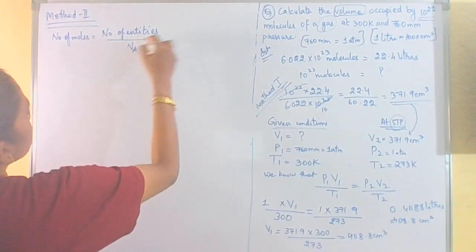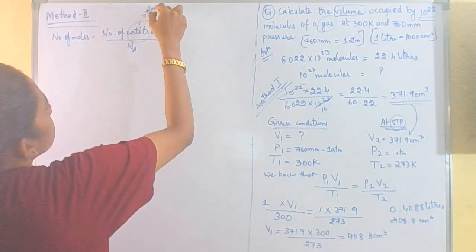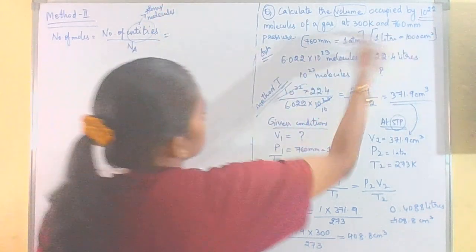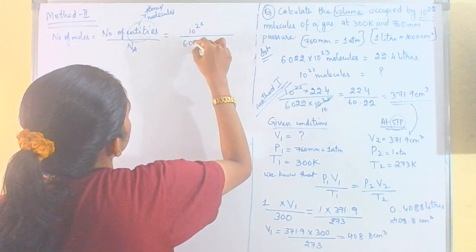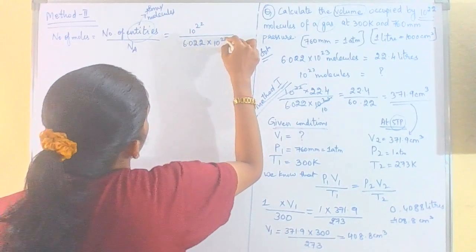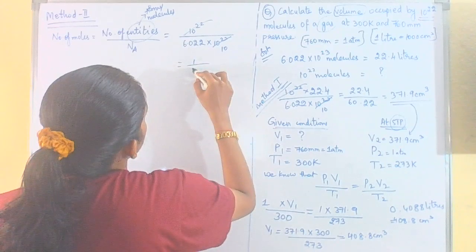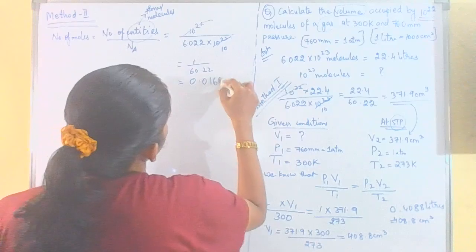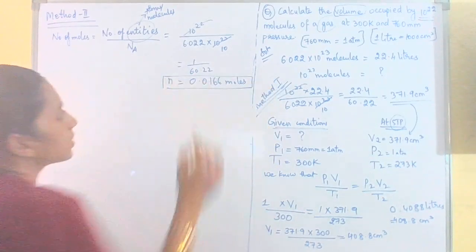By Avogadro's number. So number of entities means atoms or molecules. Here they have given 10 to the power 22 molecules. So you have to take 10 to the power 22 by Avogadro's number, 6.022 into 10 to the power 23, which is 1 by 60.22, which is equal to 0.0166 moles. N is equal to 0.0166 moles.